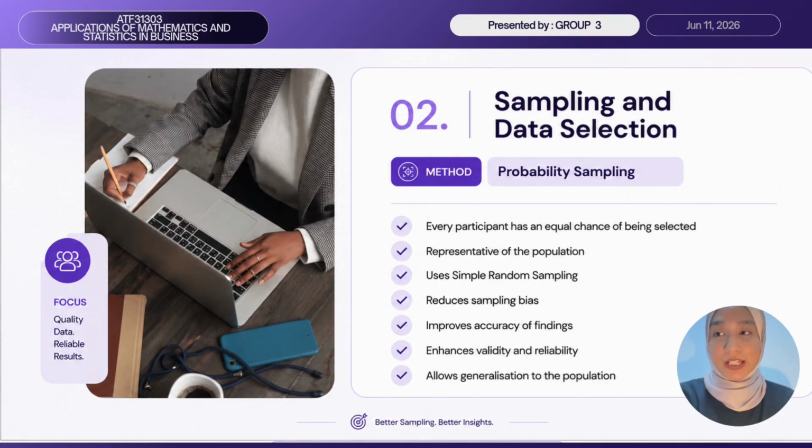So for this study, we use probability sampling, which is specifically simple random sampling. This method gives every individual in the population an equal chance of being selected. It helps ensure that the sample represents the population fairly, reduce bias and improve the validity and reliability of the research findings. As the selection is entirely random, the result can be generalized to the wider population.